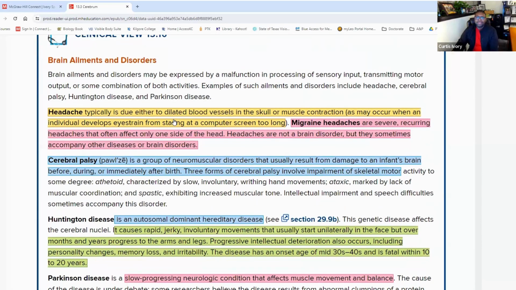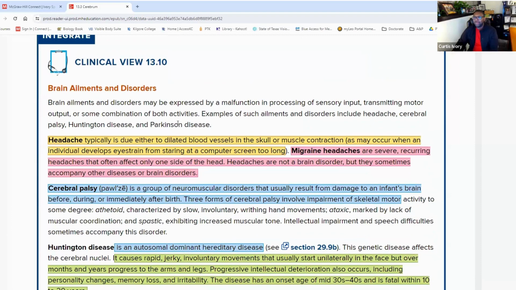Headaches and migraines: there's actually a difference between the two. With headaches, essentially, tissues or blood vessels become dilated on the side of the skull, which causes more blood supply and more pressure, which pushes on tissues and causes those pain receptors to be stretched, which sends signals to your brain to say, hey, you're having pain.